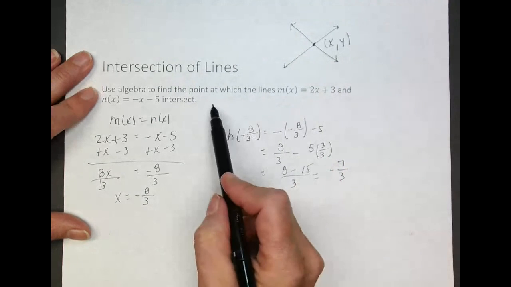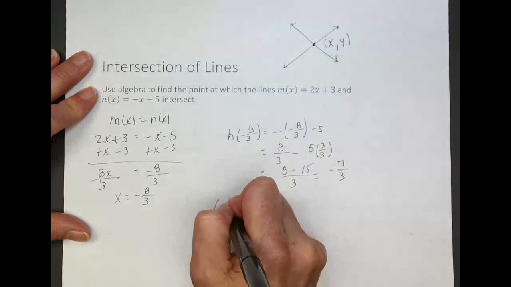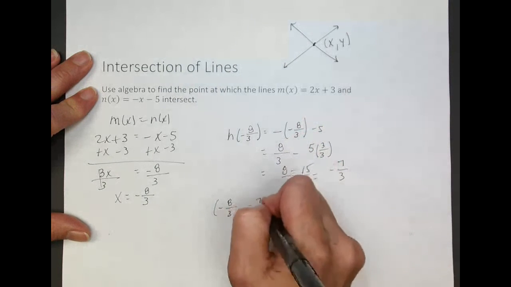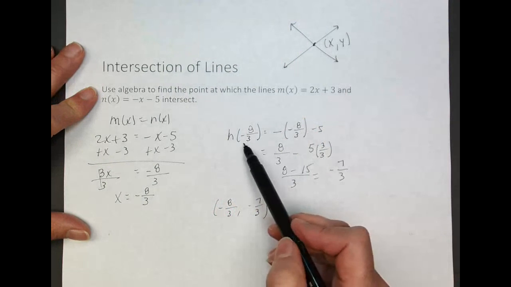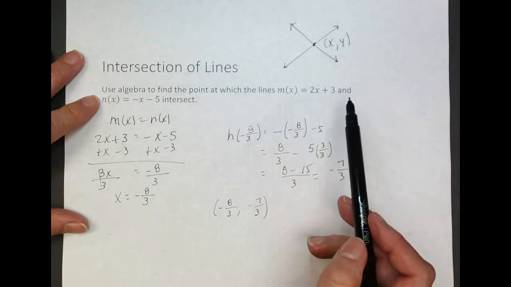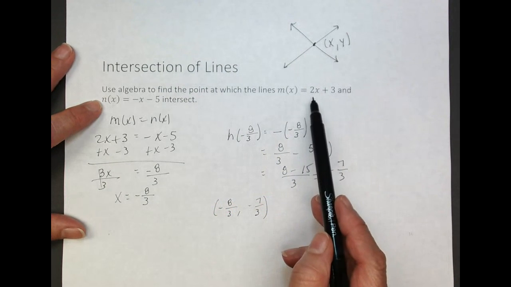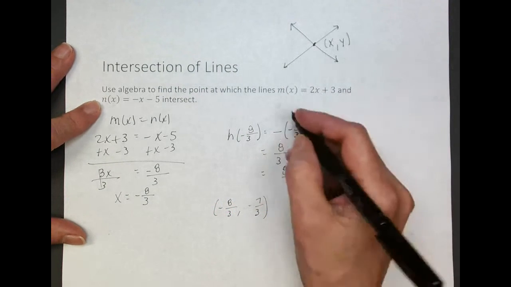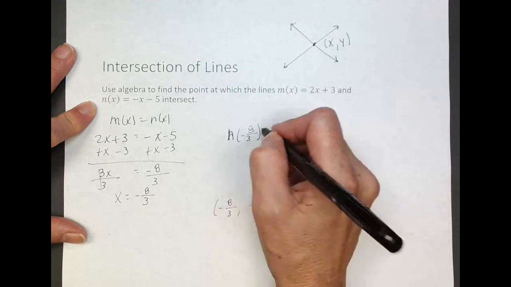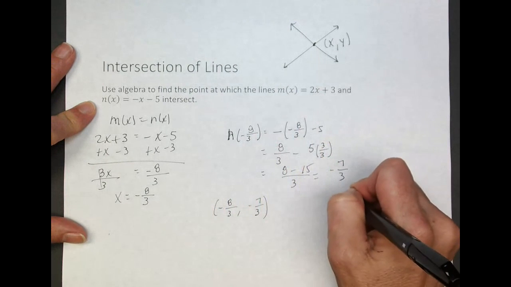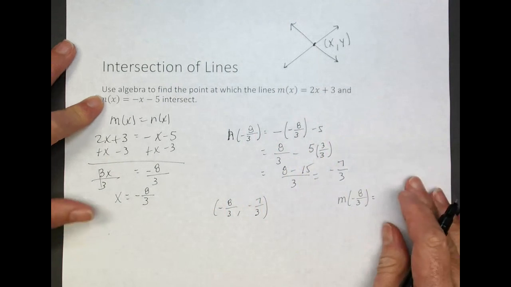So the point where these 2 lines intersect has an x-coordinate of negative 8/3 and a y-coordinate of negative 7/3. By the way, if I plug this negative 8/3 into m of x instead of n, will I get the same value? Yes, I will, because that's where they intersect. Just to prove it, let's do it. That was n, not an h, n of negative 8/3. Over here, let's find m of negative 8/3.